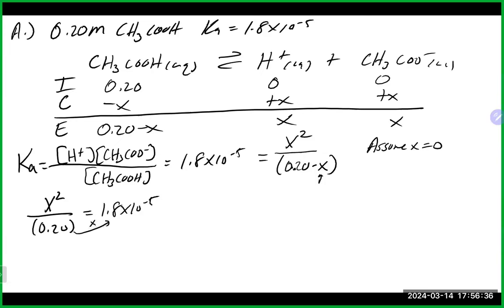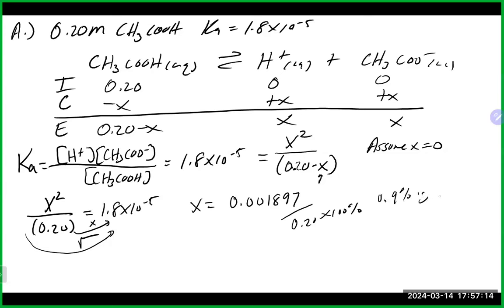Once again, we're going to multiply to the other side and then do a little square root action after that. We're going to go 0.2 times 1.8 times 10 to the minus 5 and then square root it. And that's going to give us, I think, an x value here of 0.001897, we'll call it. Remember, we do need to check our assumptions. So we're going to take this and divide it by 0.2 times 100 to check it. And if we do that, I think we're fairly good. We're like 0.9%, which is good, right? So our assumption here is going to be good.